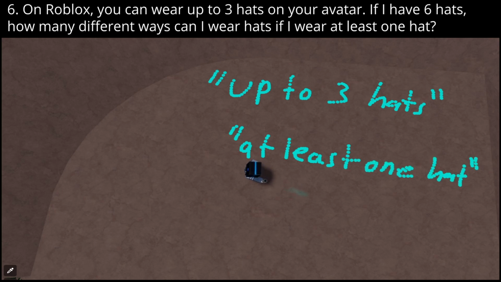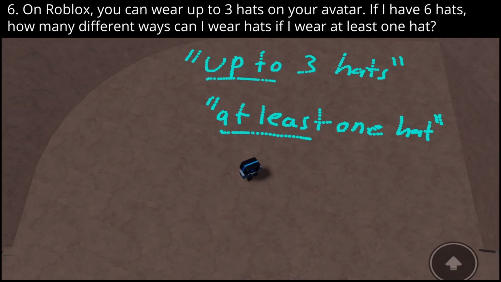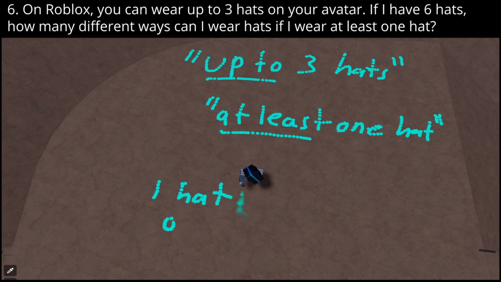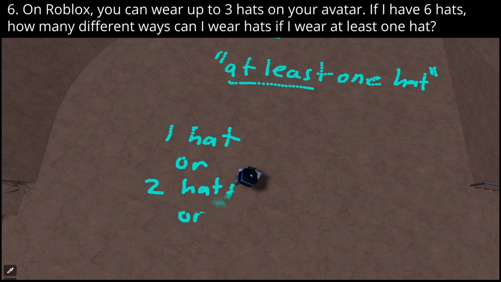So what does this mean? Whenever you see the words up to and at least in a combinatorics problem, you need to think about the possible combinations. What I mean by that is that in this problem, we can either wear 1 hat, or we can wear 2 hats, or we can wear 3 hats. And to solve this problem, all you need to do is just add up these possibilities.